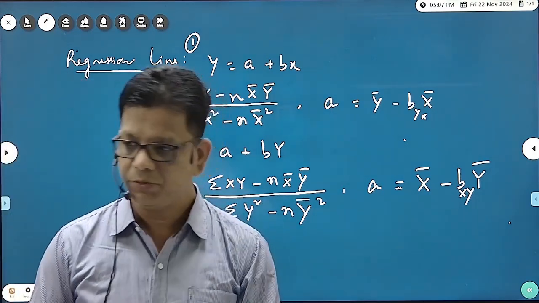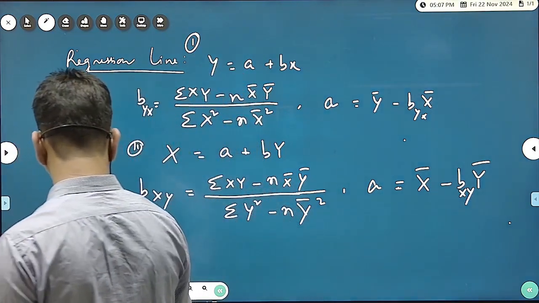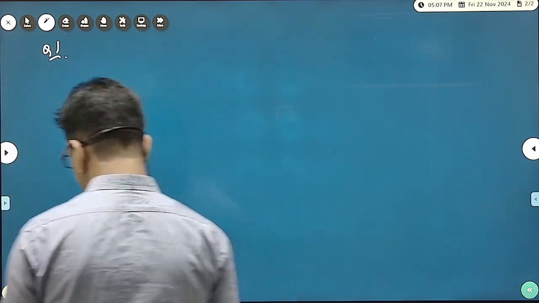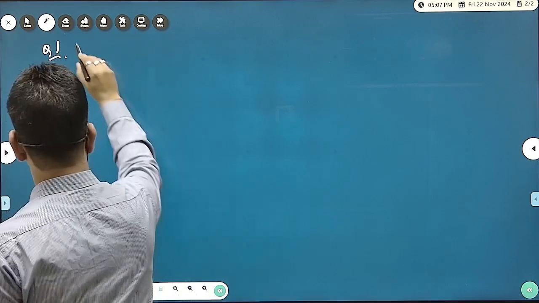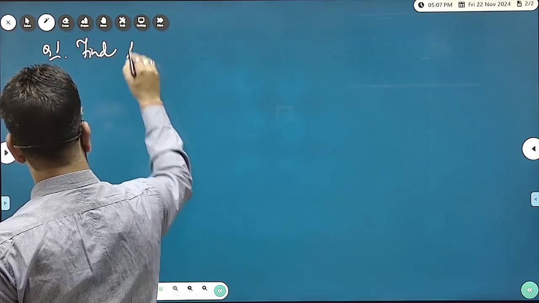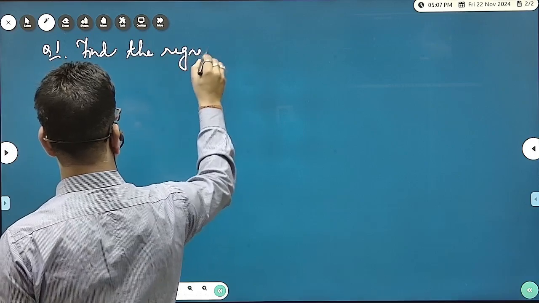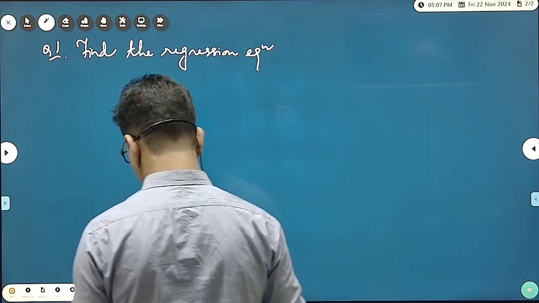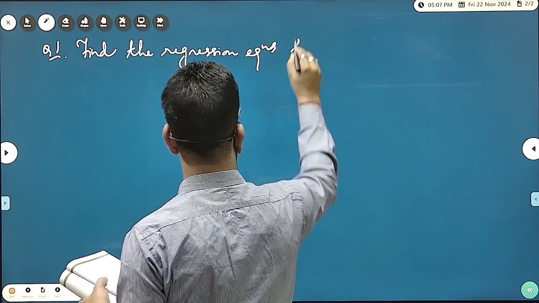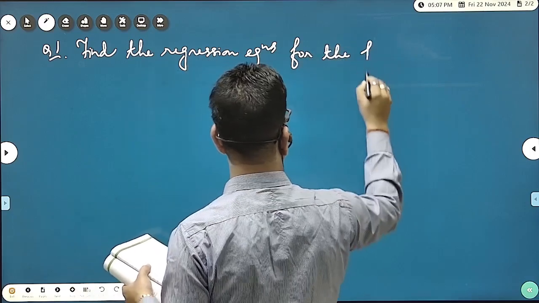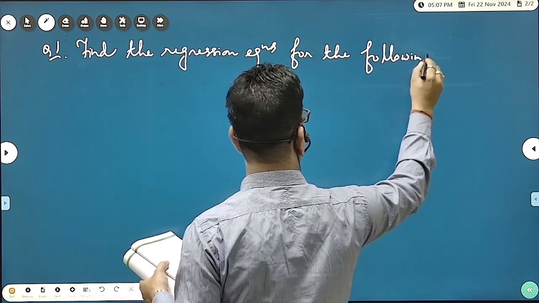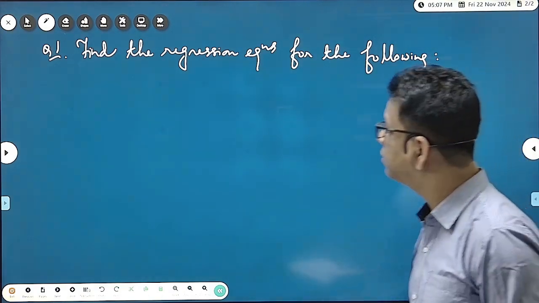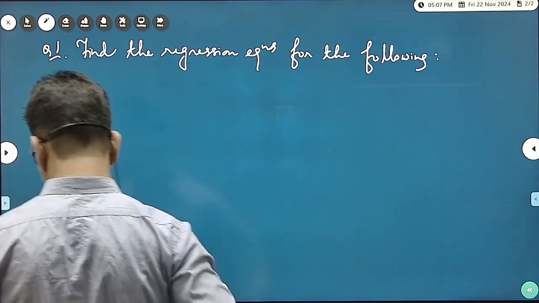All right, so I'm doing a question of finding the regression line, and then I'll start the next topic. Question 1 for today. Find the regression equations for the following. What did you understand? Find the regression equation means you have to find the regression equation y on x and x on y. Okay, both. But both don't come in the exam. Only one is asked in the exam.